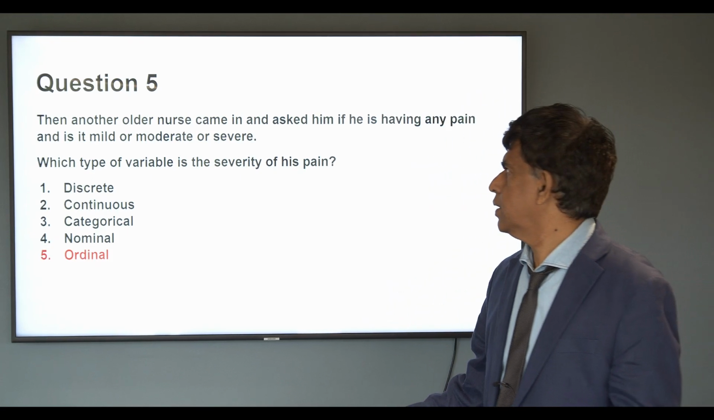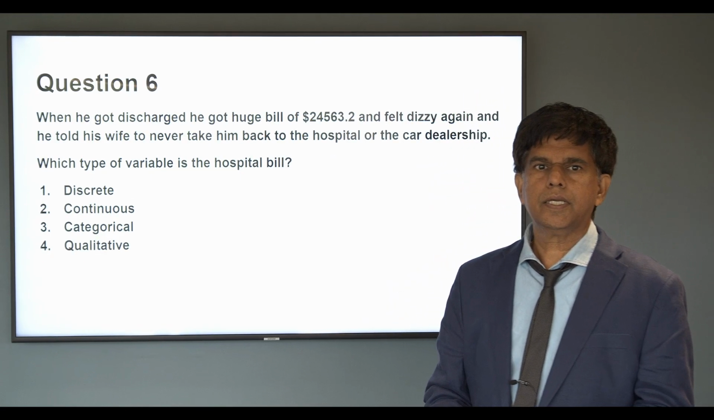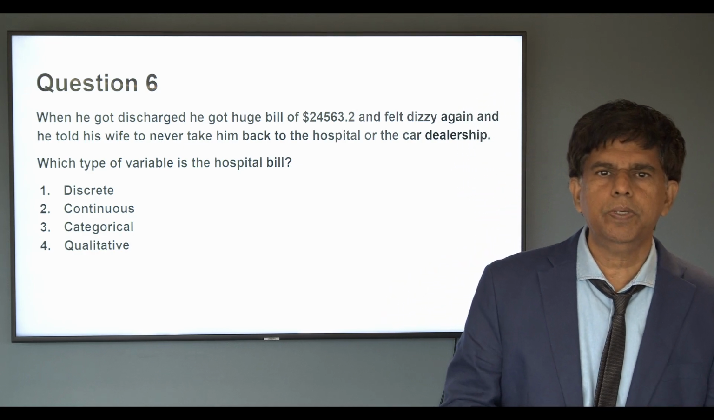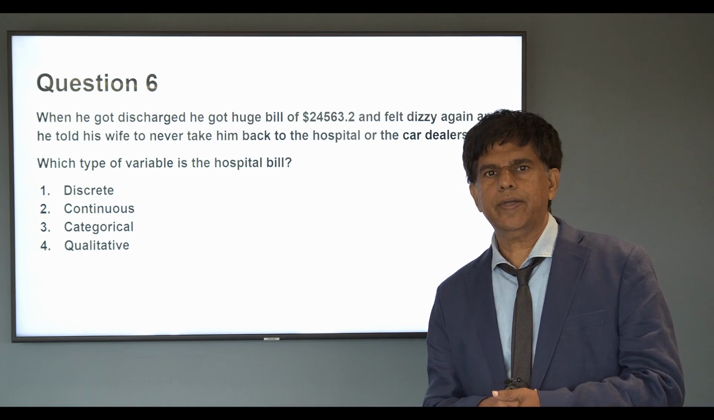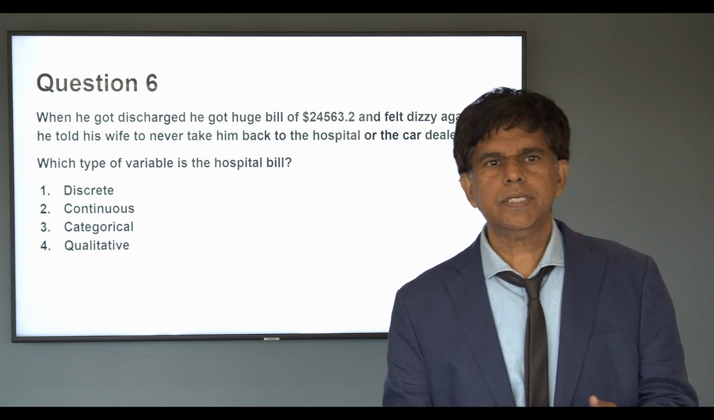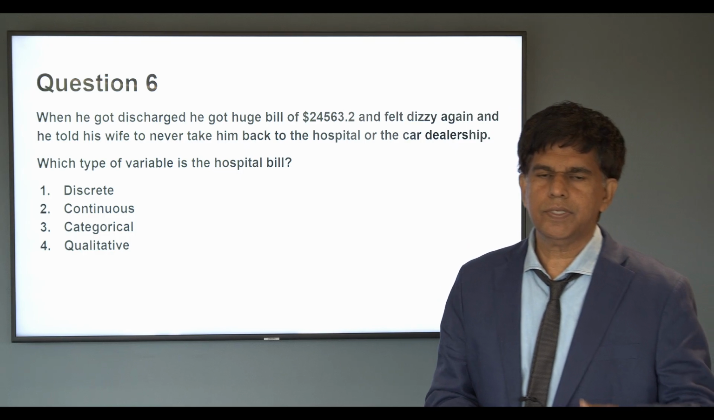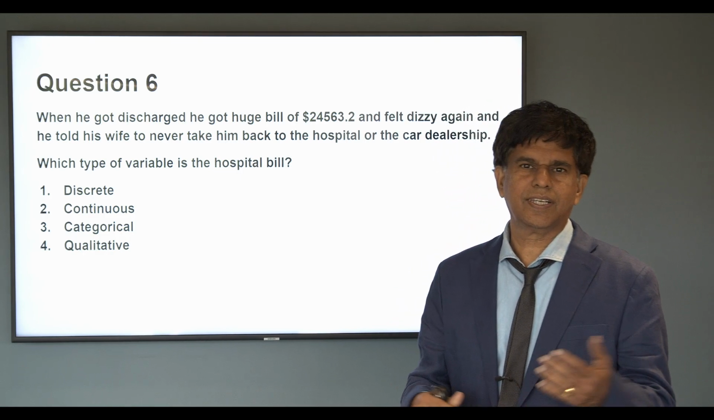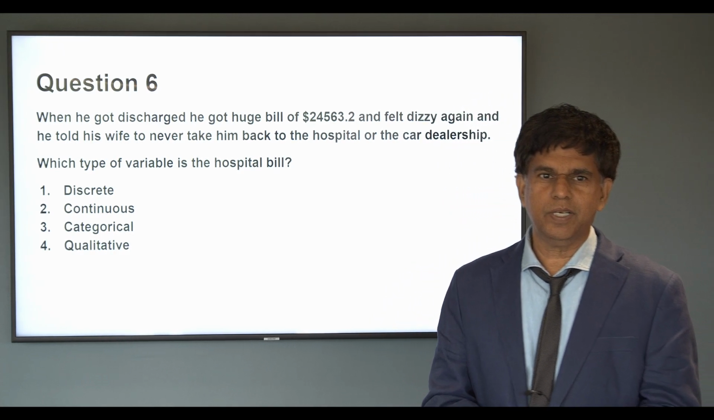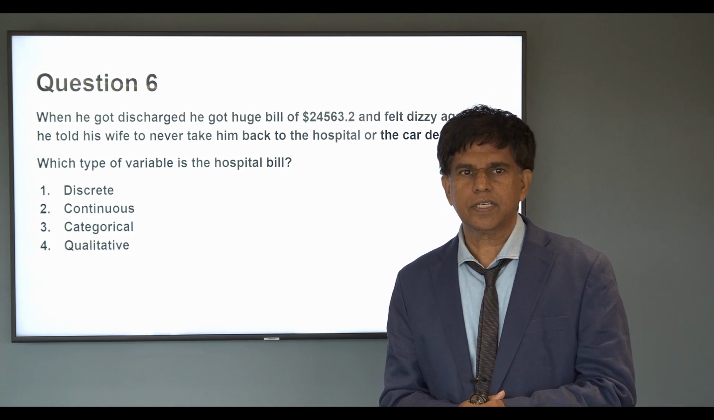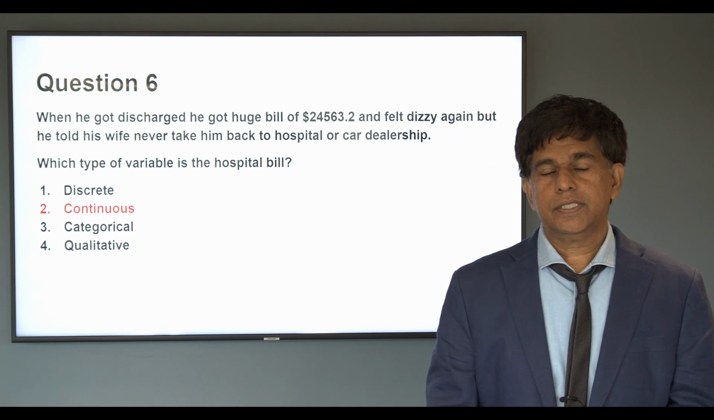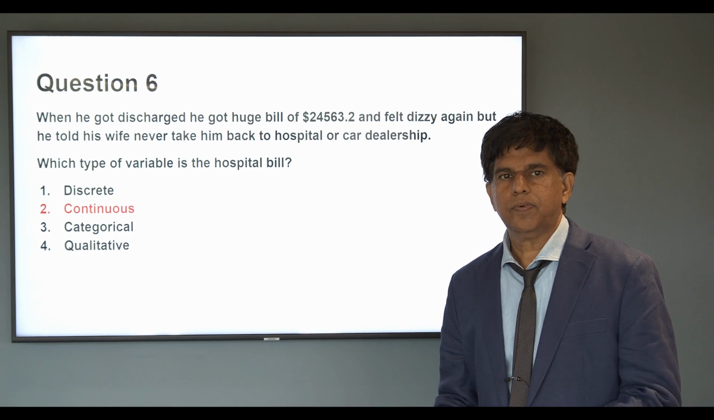Next question. When he got discharged from the hospital, he had this huge bill, 24,563.2 cents. Then he felt dizzy again. He told his wife, never take him back to the hospital or to the car dealership. Which type of variable is the hospital bill? Discrete, continuous, categorical, or qualitative? It's continuous, there's a decimal involved in it, okay?